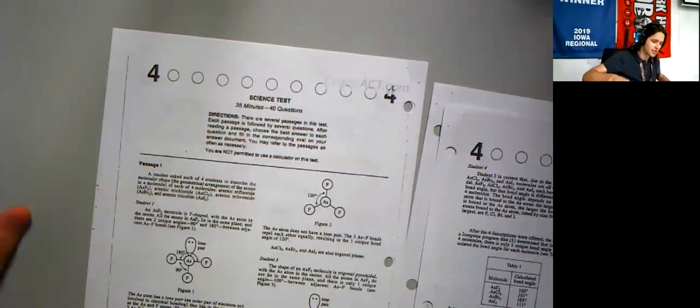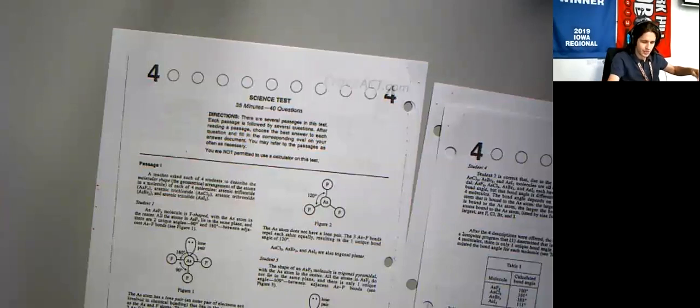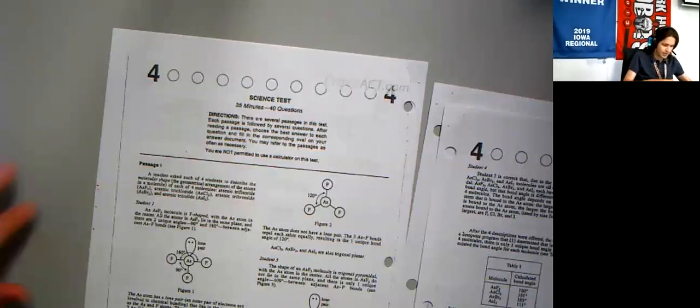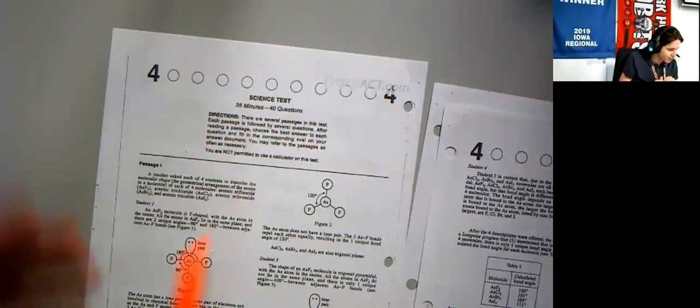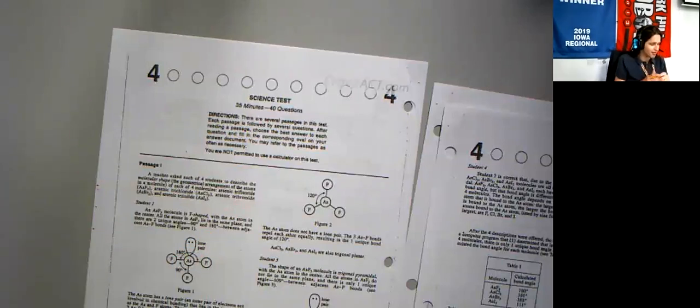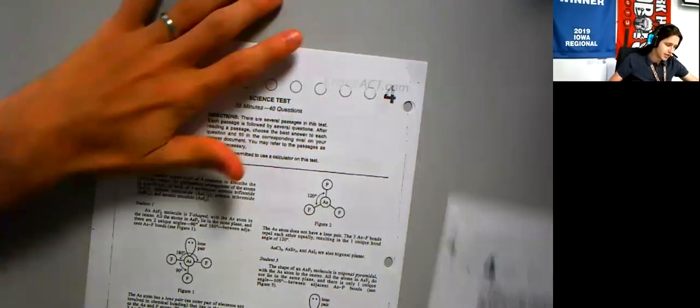Thanks for pausing. All right, so let's spend a few minutes going over this passage. I'm going to work it for you. So let's get into it. A teacher asked each of 4 students to describe the molecular shape of arsenic trifluoride, arsenic trichloride, arsenic tribromide, and arsenic triiodide. Arsenic trihalogen compounds. Great. Don't care. Not really. Number 1.